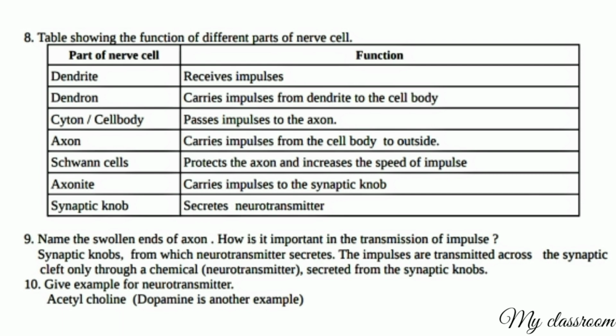Synaptic nerve secretes neurotransmitter. Ninth question, name the swollen ends of axon. How is it important in the transmission of impulse? Synaptic nerves, from which neurotransmitter is secreted. The impulses are transmitted across the synaptic cleft only through a chemical secreted from the synaptic nerve, that is the neurotransmitter. Give an example for neurotransmitter. Acetylcholine. Dopamine is another example.